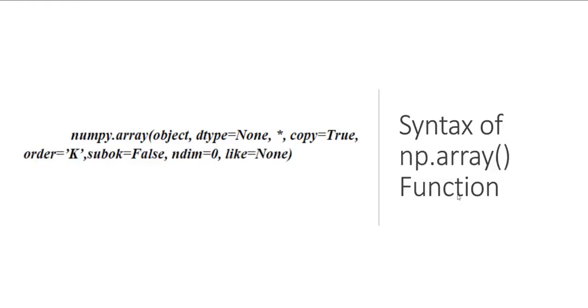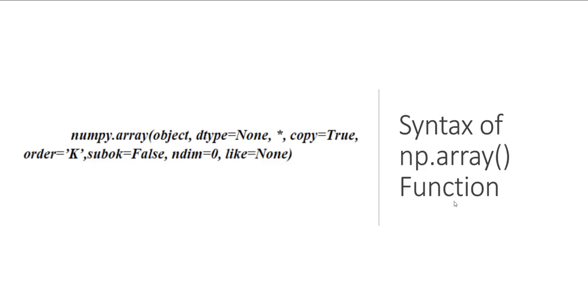Now we will discuss the syntax of the np.array function. numpy.array is the function name, and within this function the very first parameter is object. This parameter indicates an array or it can be any object. The second one is the dtype parameter. If this parameter is not given, then the type will be determined as the minimum type required. The third parameter is copy. If the value of this parameter is set to true, then the object will be copied. The fourth parameter is order. This parameter is used to specify the memory layout of the array.